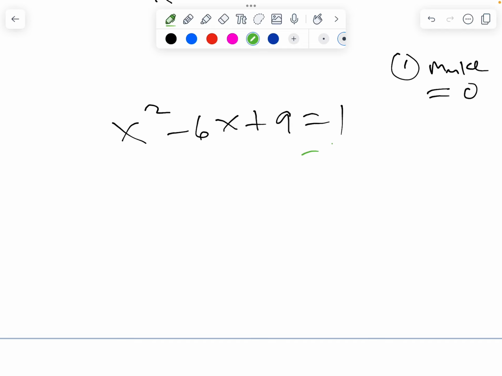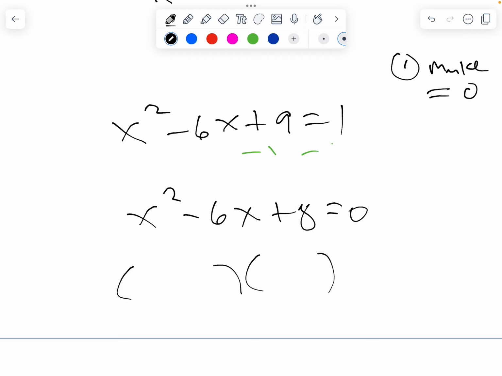We're going to subtract 1, and that's going to give you x squared minus 6x plus 8 equals 0. And you notice this is the question we just barely did. x minus 4, x minus 2, and your solutions are going to be 4 and 2.